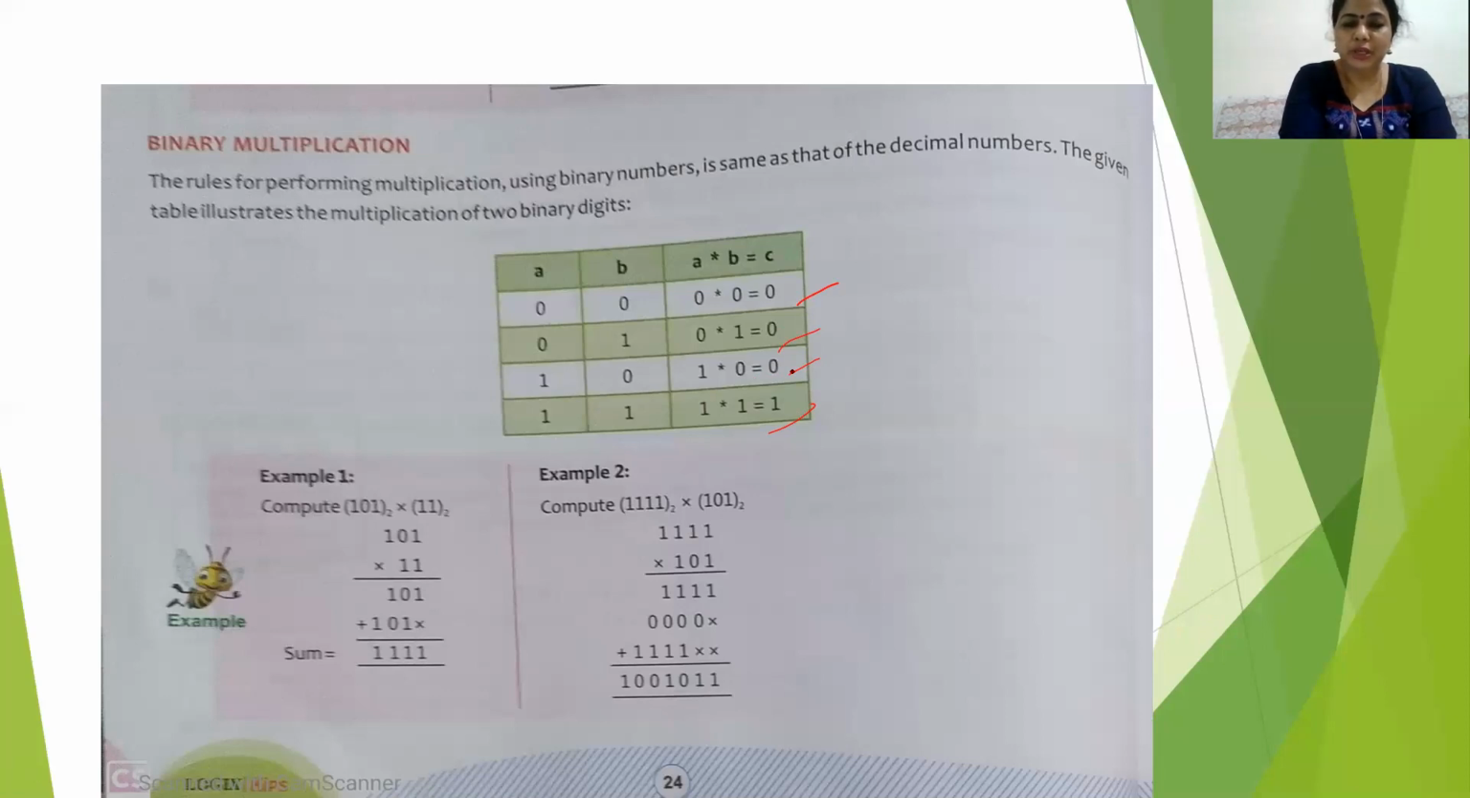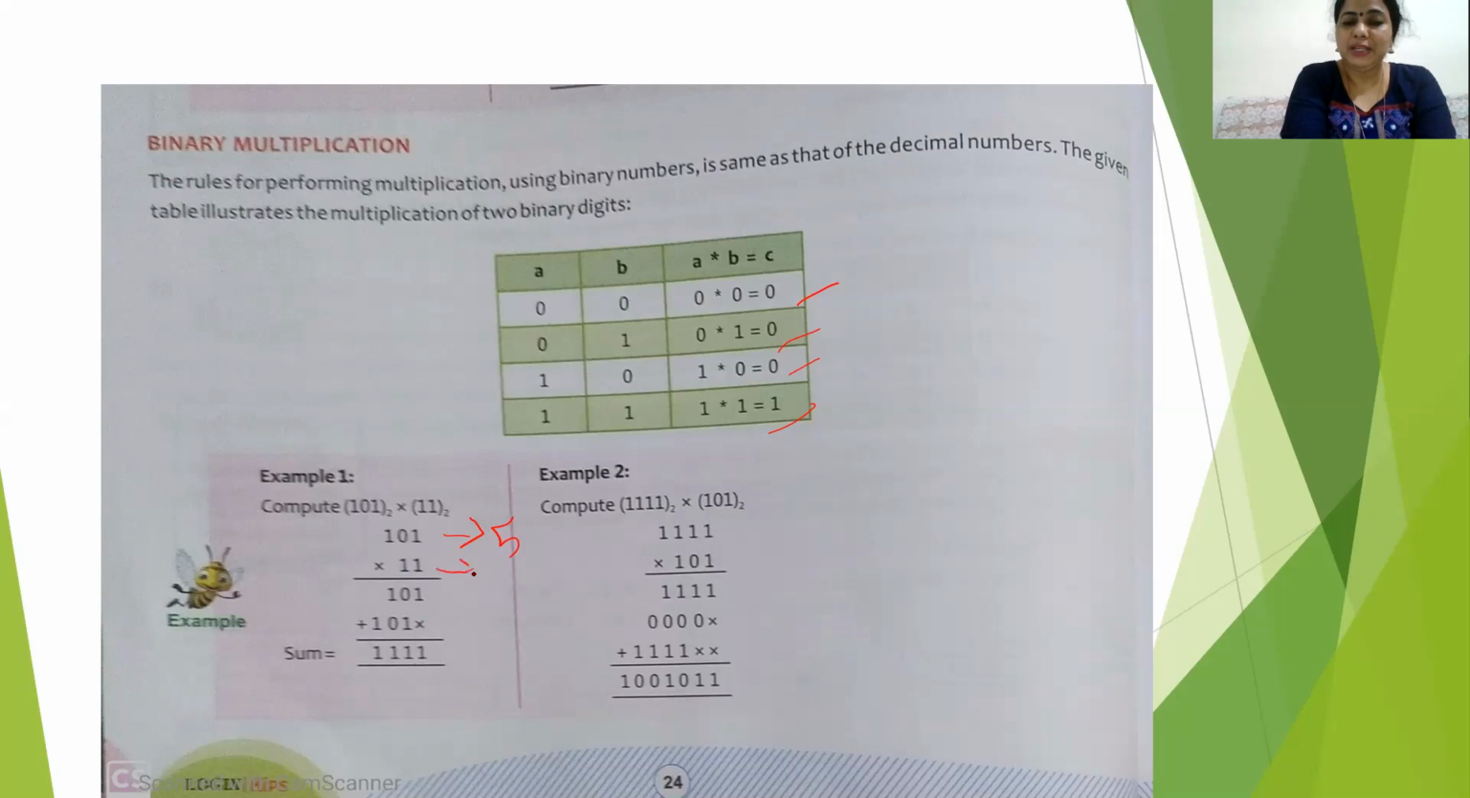Okay, now here you see 101 multiplied by 11. So 101 into 11. What will it be? You see here, it is 4 plus 1, 5. You see here 1 into 1. I'm making a mistake here. This will be 1 1, not eleven.